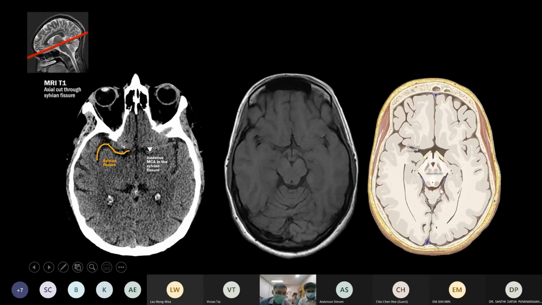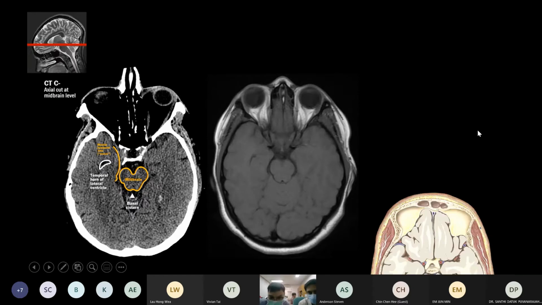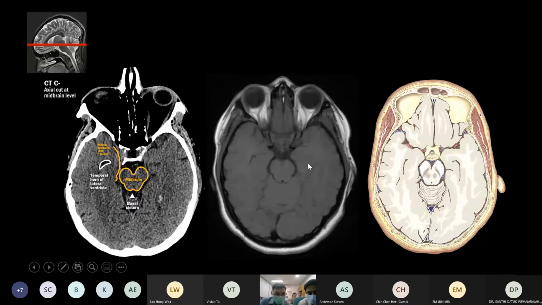So the fourth cut is at the midbrain level. We know that the brainstem has midbrain, pons as well as medulla. Okay, so for the midbrain level, as you can see, CT brain actually has a very limited view, but we still can see the midbrain. Okay, and there's also the basal cistern as you can see here. And if you compare the anatomy, basically at the level of the midbrain, you should be able to see past the Sylvian fissure. That means it's slightly below the Sylvian fissure, and then you can sometimes appreciate some other structure, if you give contrast, things like that.